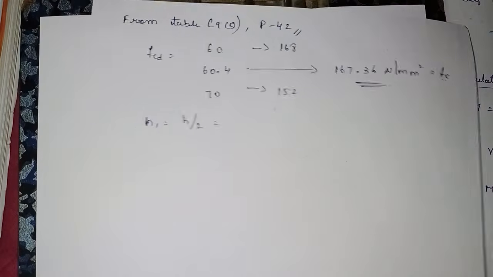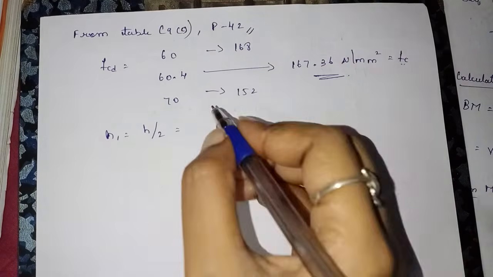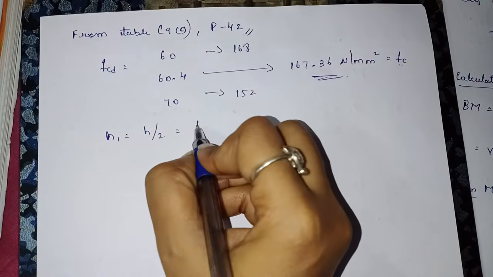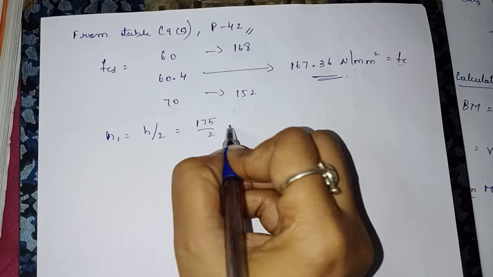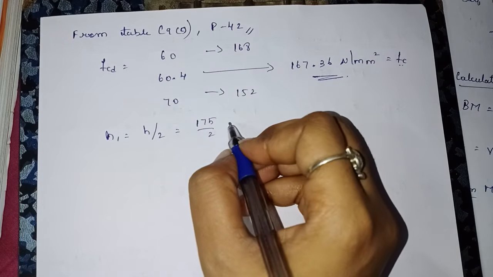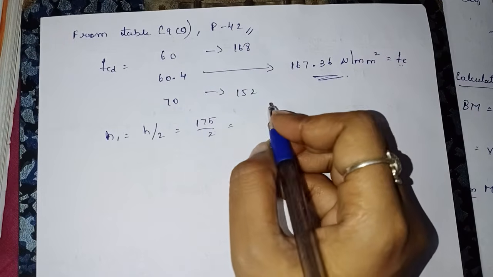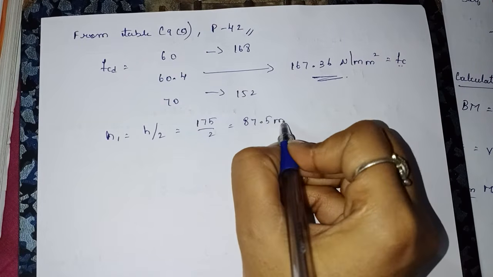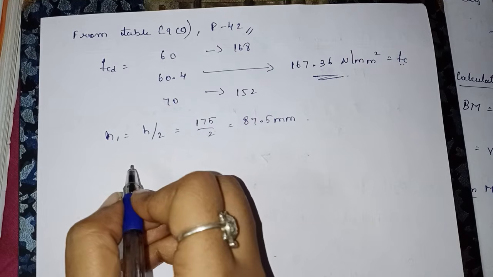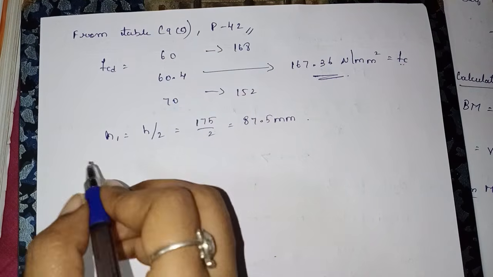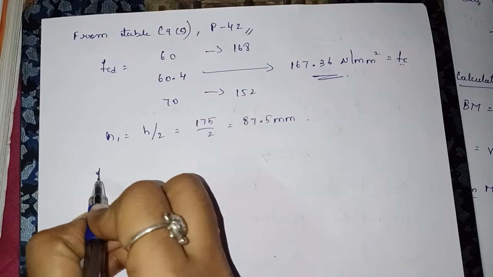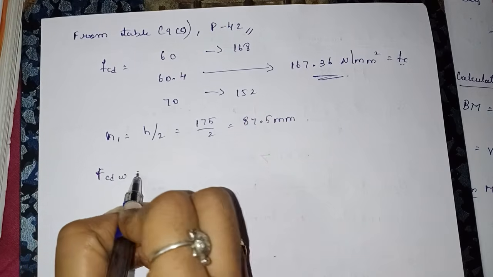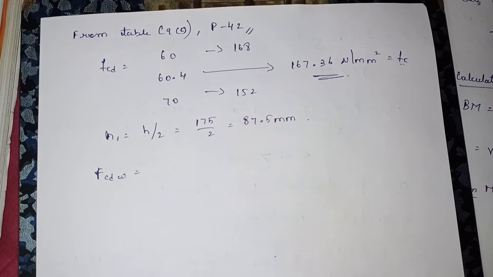So write down everything. What will H be now? H is 175, so 175 divided by 2, you will get N1. So N1 is 87.5 mm. Okay, so now you will substitute everything here so that you will get the FCDW value, and that should be compared with V.